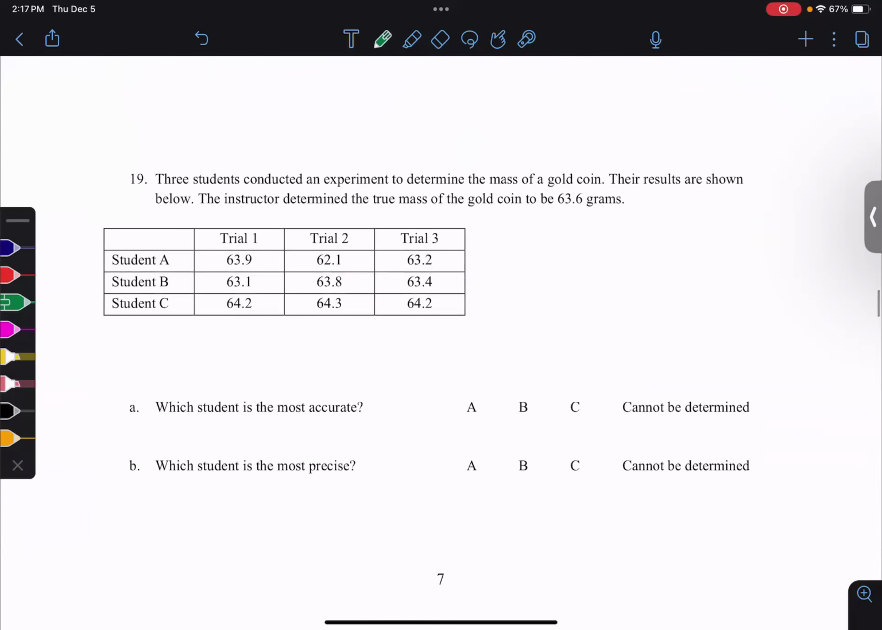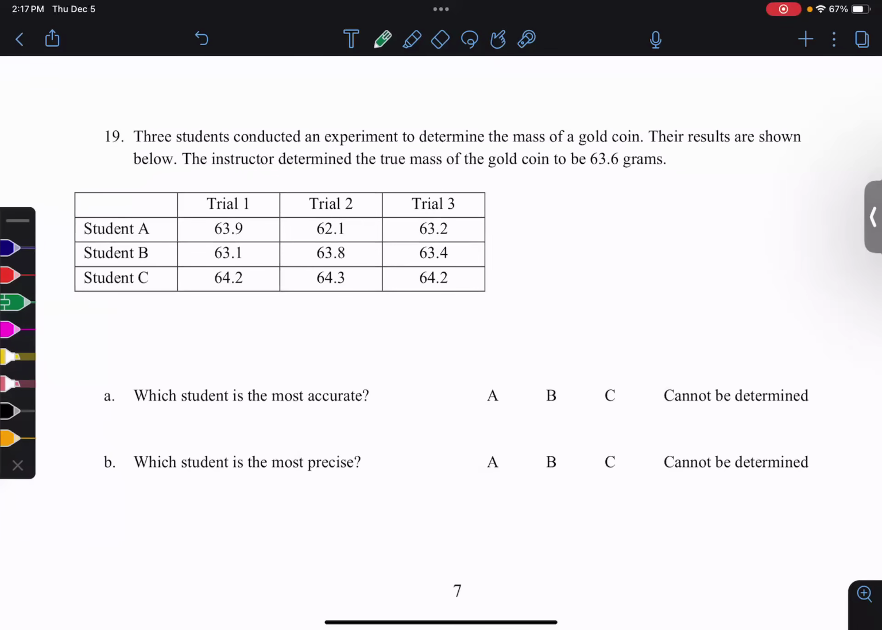Okay, let's just do this one real quick. Three students conduct an experiment on the mass of a gold coin, and here are the results. The true mass is given. Which student is most accurate? What determines accuracy? The true value. So we're comparing the average of every student to the true value. I don't feel like calculating it, so just average all of the students and figure out who is the closest to the true value. It's right here.